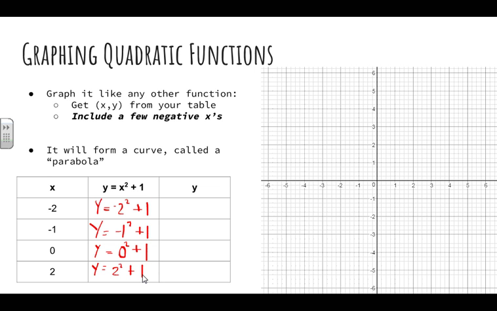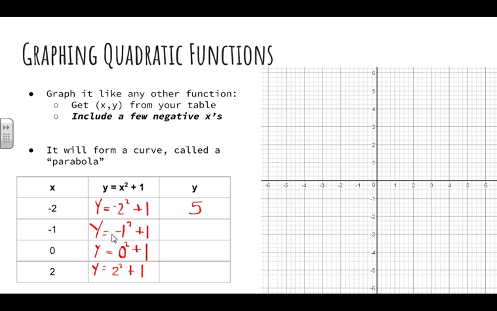Okay, now you need to know a little something about exponents to do this right. You need to realize that whenever you square a number, no matter if it's positive or negative, you are going to get a positive answer. So our first function here, y equals negative 2 squared plus 1, negative 2 squared is positive 4. Because remember what an exponent means. This means negative 2 times negative 2. So a negative times a negative is always a positive. So negative 2 squared is 4, and 4 plus 1 is 5.